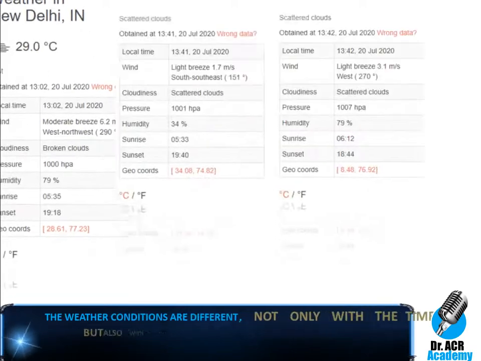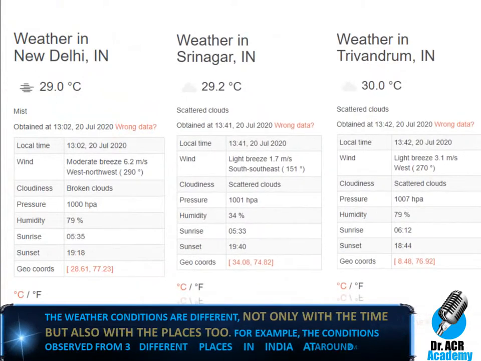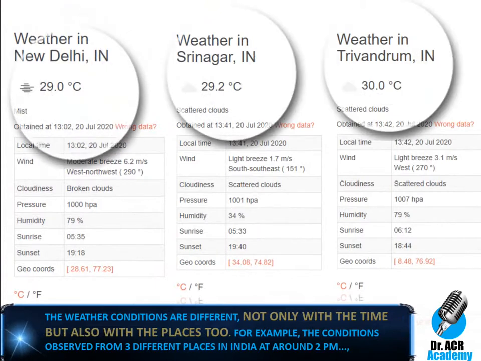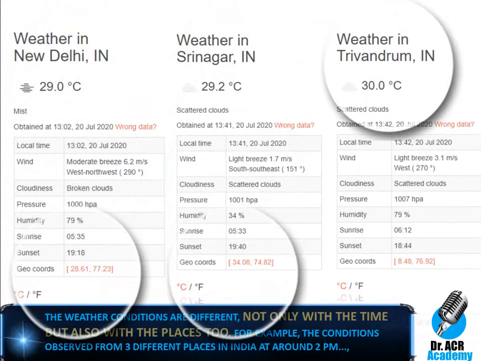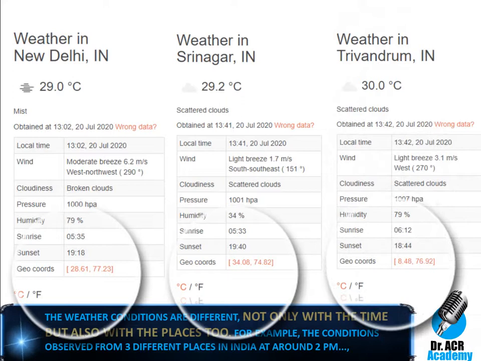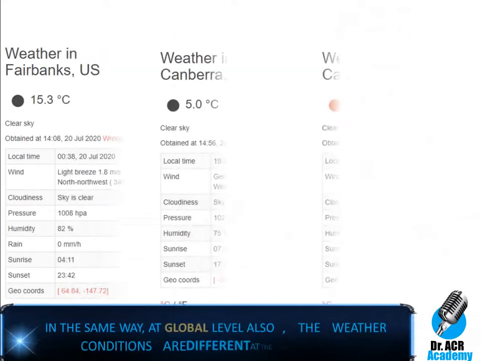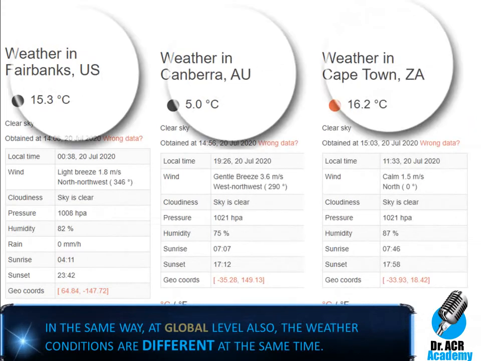The weather conditions are different not only with time but also with places. For example, the conditions observed from 3 different places in India around 2 p.m. The first place is Delhi, after that Srinagar and Thiruvananthapuram. In the same way, at the global level also, the weather conditions are different at the same time.